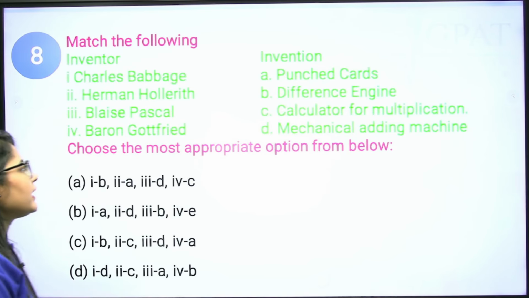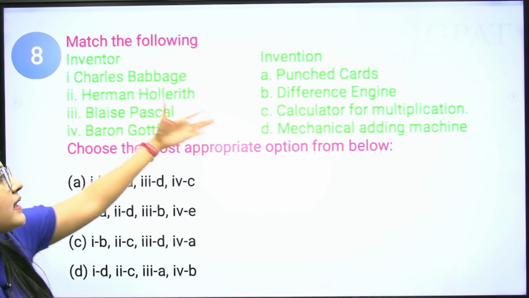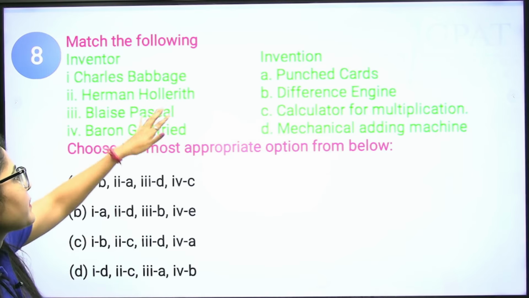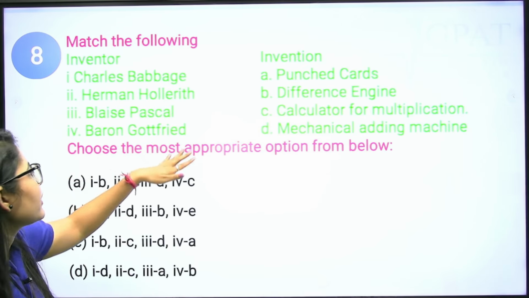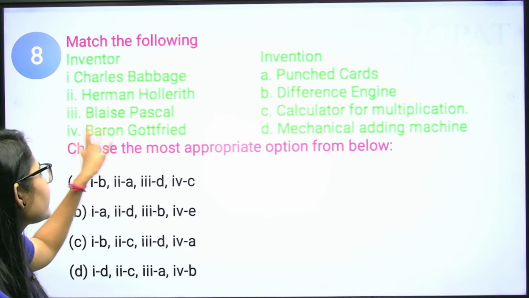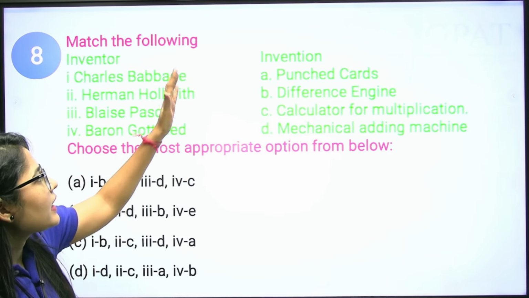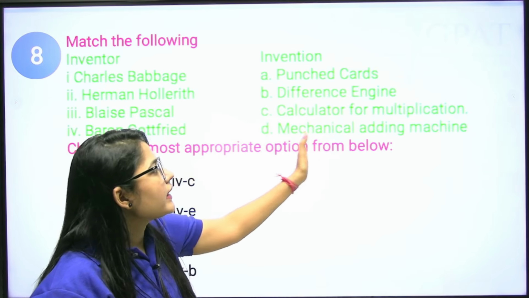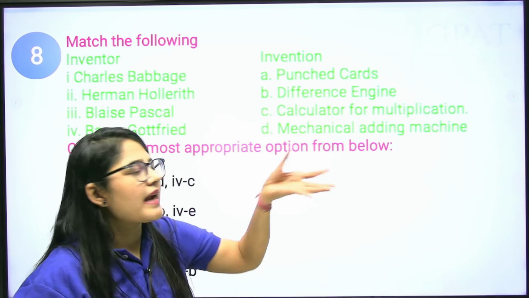Match the following. They are the inventors and these are the inventions done by the following scientists. We have Charles Babbage, Hermann Hollerith, Blaise Pascal, Gottfried Leibniz. And the inventions are punch cards, difference engine, calculator for multiplication, mechanical adding machine.